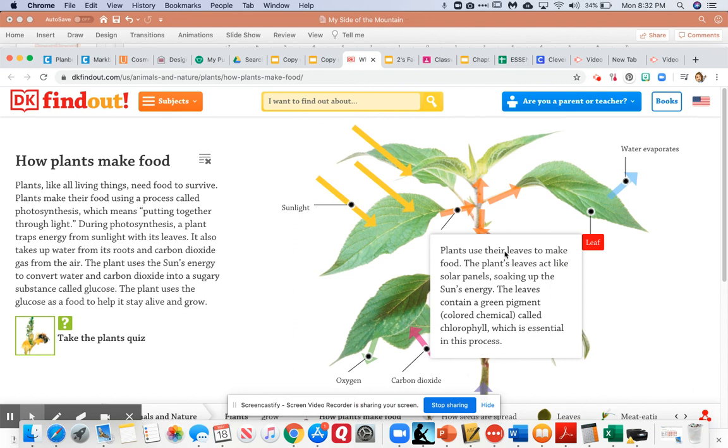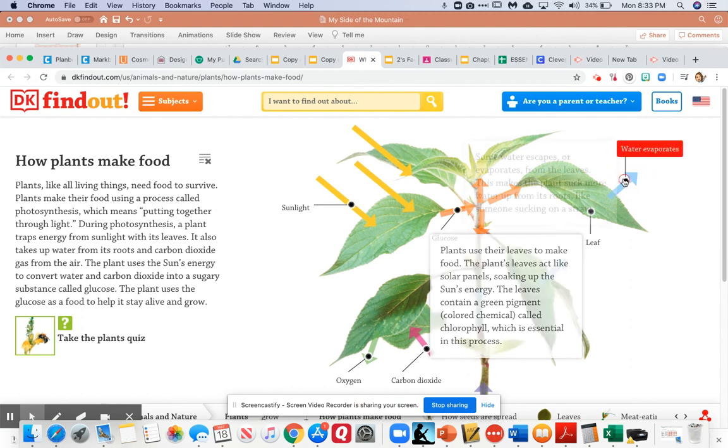We have the leaf. Plants use their leaves to make food. The plant's leaves act like solar panels, soaking up the sun's energy. The leaves contain green pigment, and the pigment is a colored chemical called chlorophyll, which is essential in this process. So the chlorophyll in the plant is what helps. That's part of the photosynthesis process.